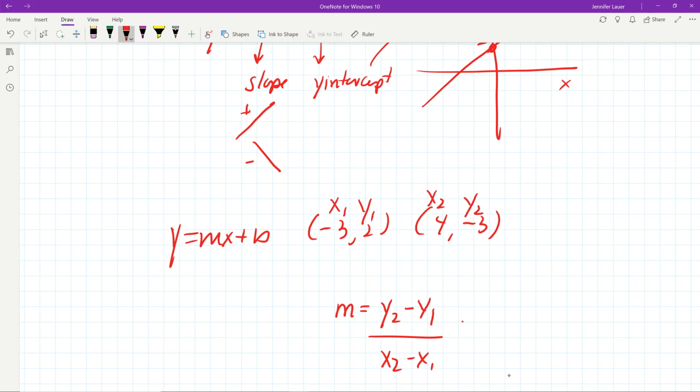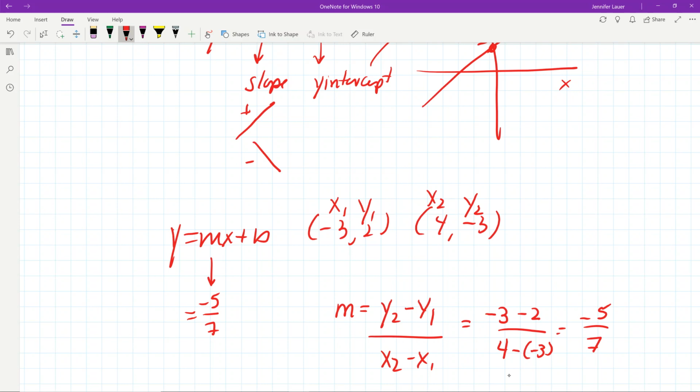So now I'm just going to plug in. y sub 2 is negative 3, y sub 1 is 2, x sub 2 is 4, x sub 1 is negative 3. So this becomes negative 5 over 7. So our slope is negative 5/7. I'm going to go ahead and put that in.